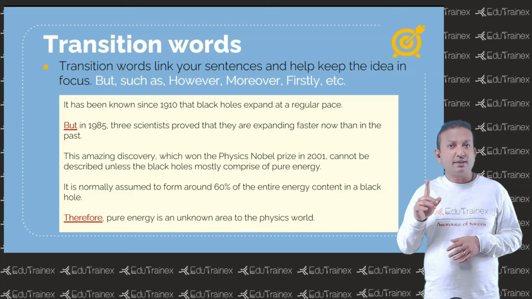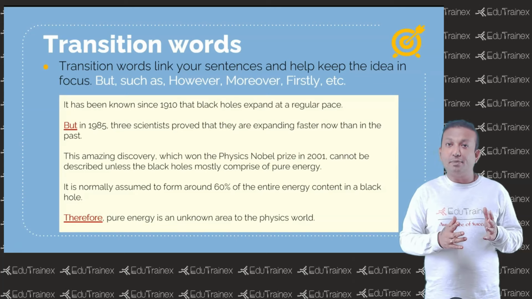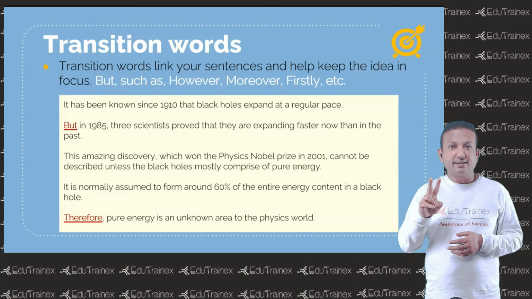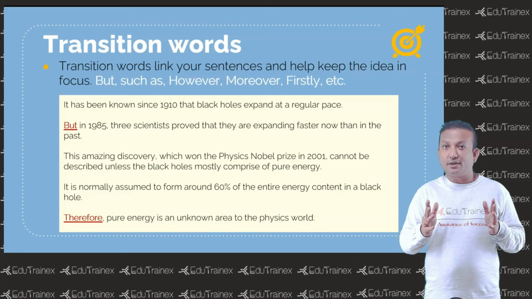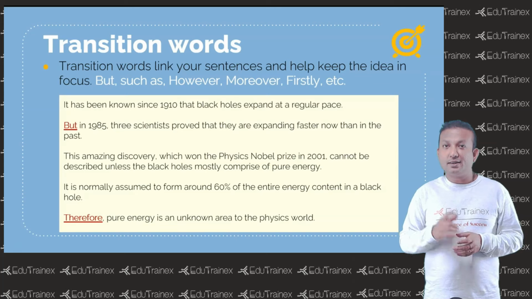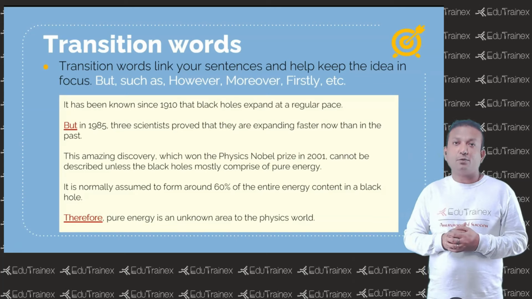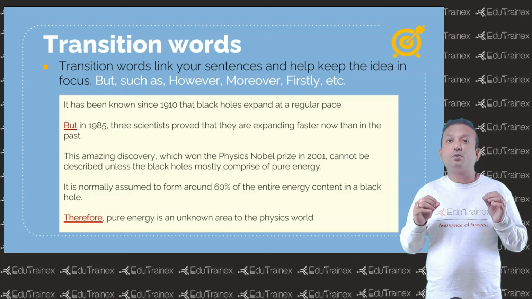So we found the topic sentence earlier, which is, it has been known since 1910 that black holes expand at a regular pace. Now the second sentence has 2 clues. Why is it the second sentence in the sequence? I'm sure you can also guess. The first one is the word they, which is the pronoun referring back to black holes. And the second one is but. But is always used to contrast something.